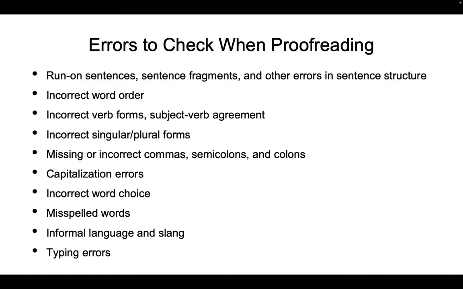Missing or incorrect commas, colons, or semicolons, such as not having a comma after a prepositional phrase at the beginning of a sentence. Capitalization errors, such as failing to capitalize every important word in a title. Incorrect word choice, such as mixing up "history" and "story." Misspelled words, especially words that spell check will not catch, such as "college" and "collage." Informal language and slang, such as saying "kids" instead of "children," and typing errors, such as not putting a space after a period.